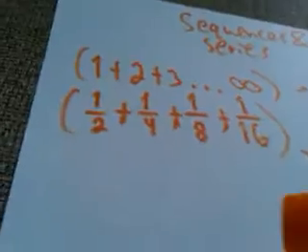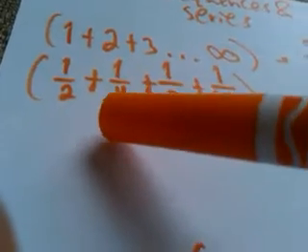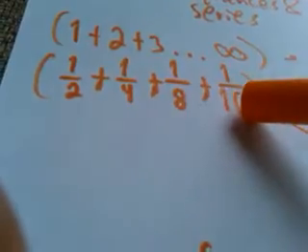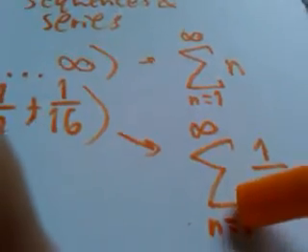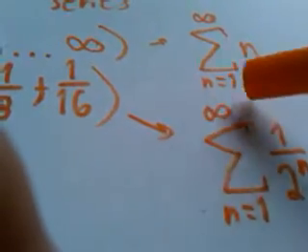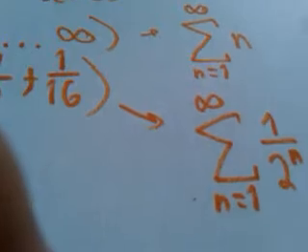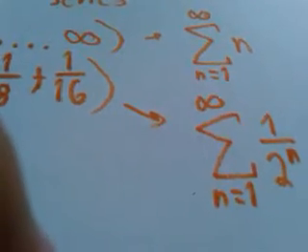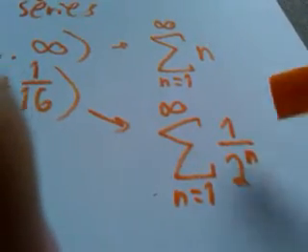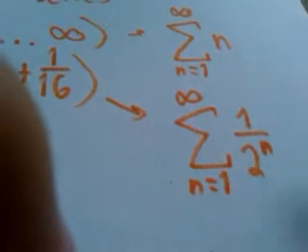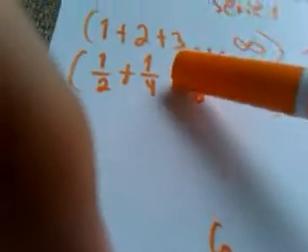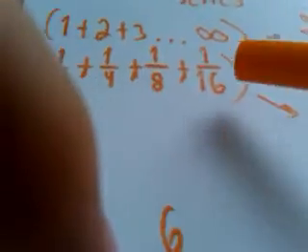And so let's say we have a series like this: 1/2 plus 1/4 plus 1/8 plus 1/16. That can be written as the sum from n equals 1 to infinity of 1 over 2 to the n. Because if we take 1 over 2 to the first, we'll have 1/2. If we take 1 over 2 to the second, we'll have 1/4, and you can see that's that term. If we take 1 over 2 to the third, we'll get 1/8, 1/16, and so forth.